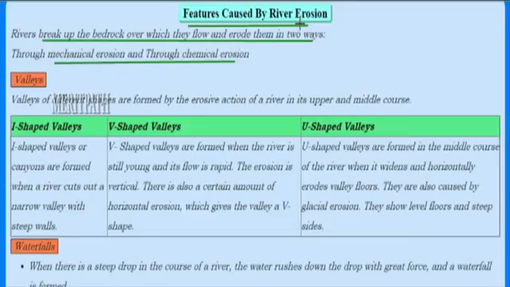What are the features caused by river erosion? So rivers erode the rocks while flowing. Rivers break up the rocks in which they flow and erode them. In two ways rivers break up the rocks: through mechanical erosion and through chemical erosion.